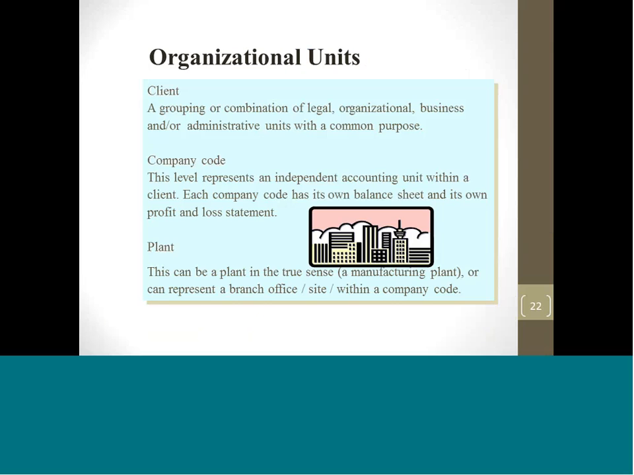Okay. Now we will see the different organizational units. As I said, the client is a group of legal entities from the business point of view. That's a group company, like Tata Group. Tata Group is the head group, and it has different company codes. The different company codes are the different businesses that they have.